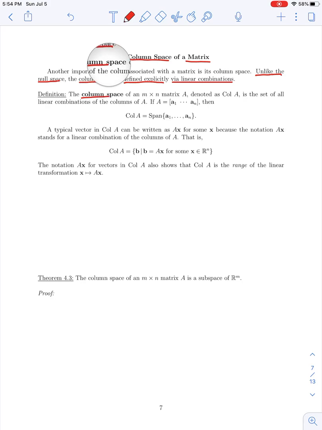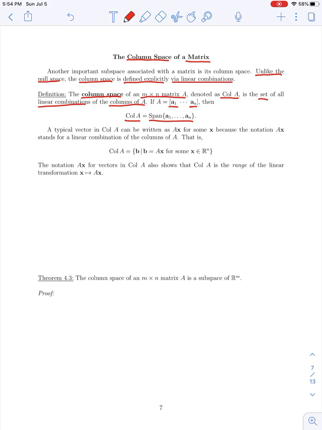We would say the column space of an m by n matrix A, which is denoted as col A, is the set of all linear combinations of the columns of A. So in particular, if A is the m by n matrix whose n columns are the vectors a1, a2 through an, then the column space of A is the spanning set, or the set generated by those vectors, a1 through an.